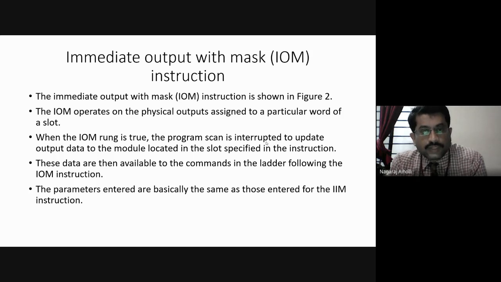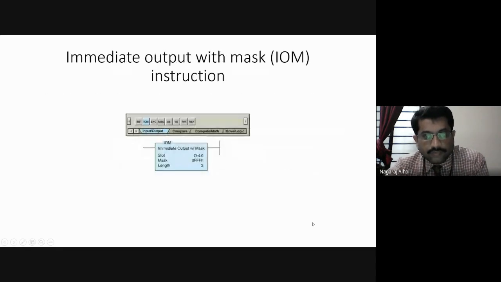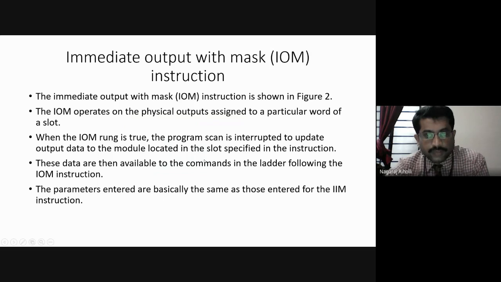Once the program scan is interrupted, it will update the output image table file data to the output module or to the field device located in the slot specified in the instruction. In the instruction, we are specifying the slot. Here it is given. Which slot is it? Slot number 4, word number 0. Okay.